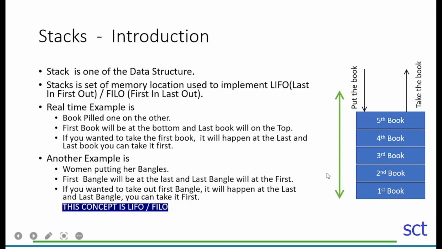So the concept is explained here. You place the first book here, on top of the first book you keep the second book, on top of that the third one, fourth one and fifth one. If you want to take the first one, it will not happen immediately. You need to take the fifth one, fourth one, third one, second one and then the first one. Whatever you placed first at the bottom will come only at the last.